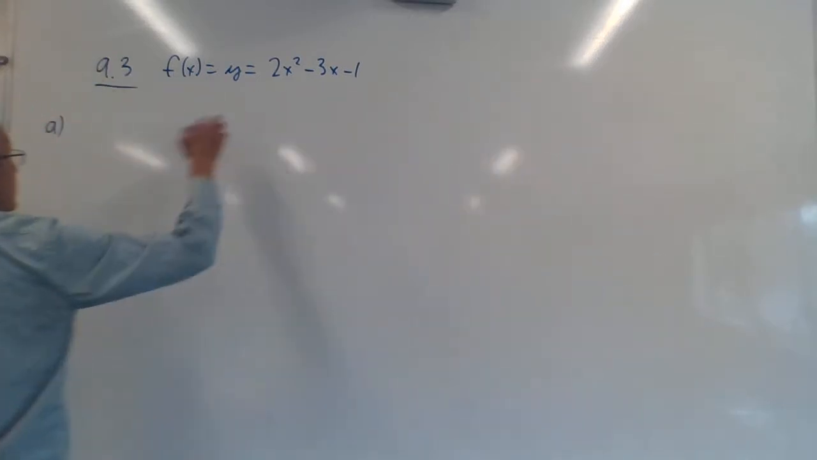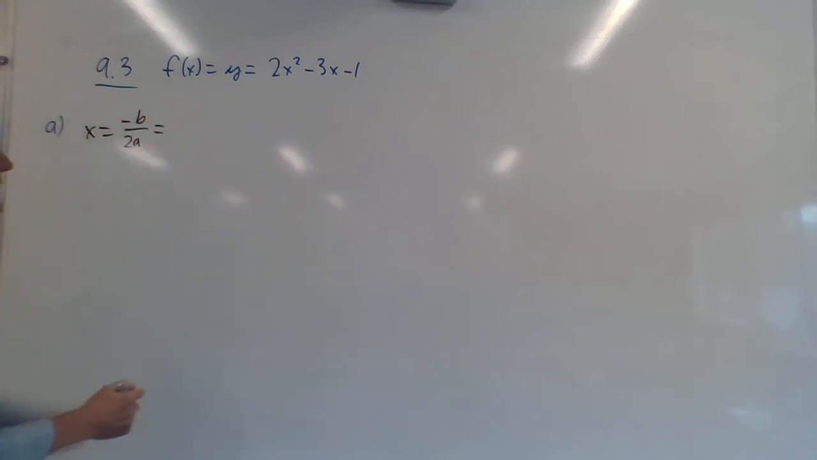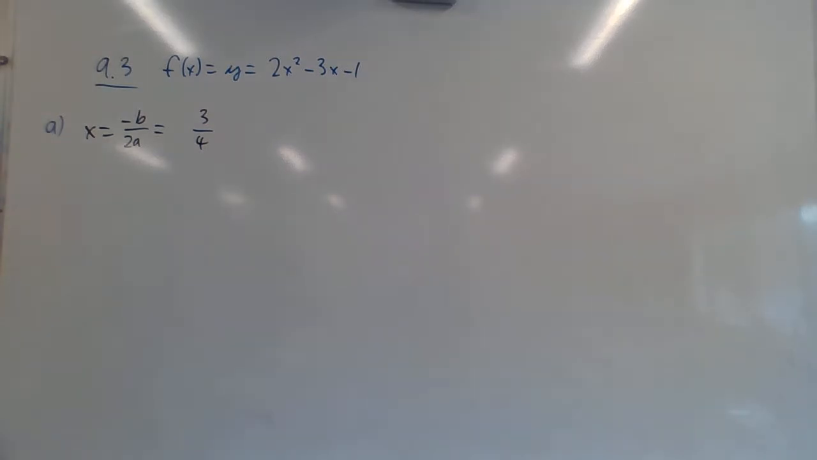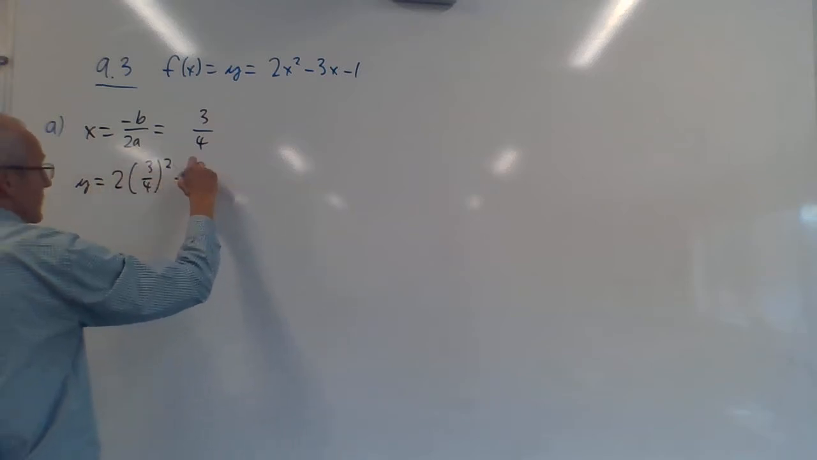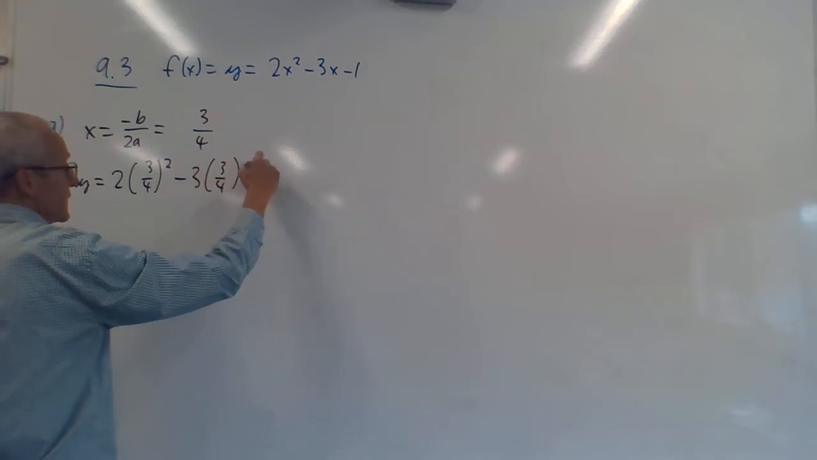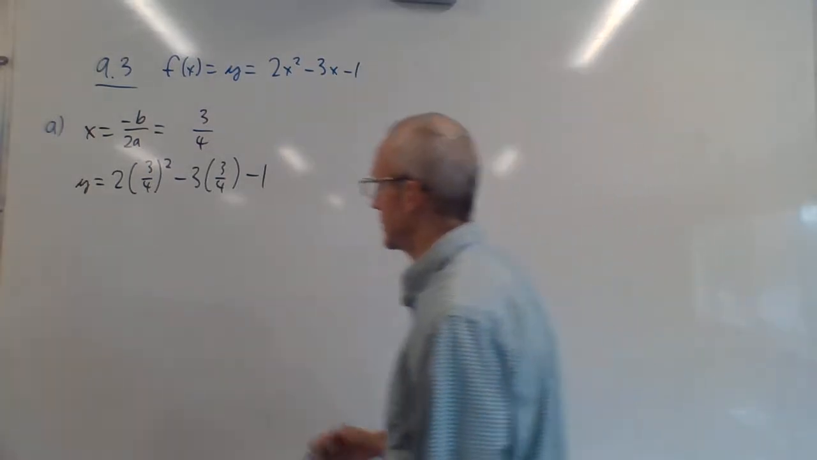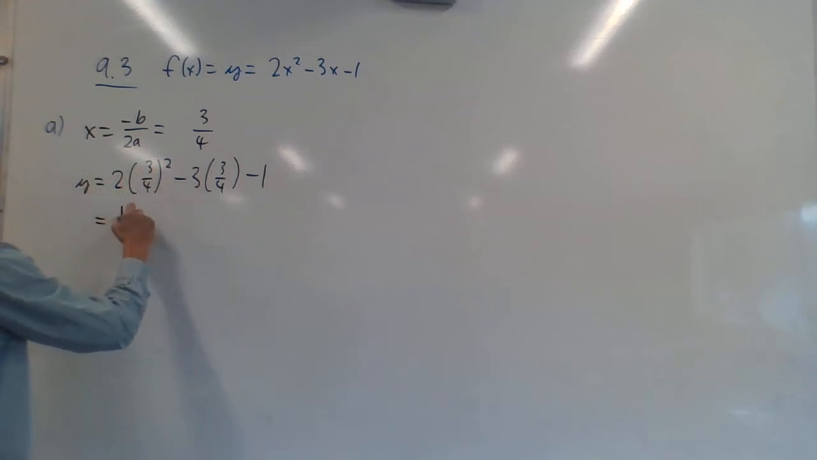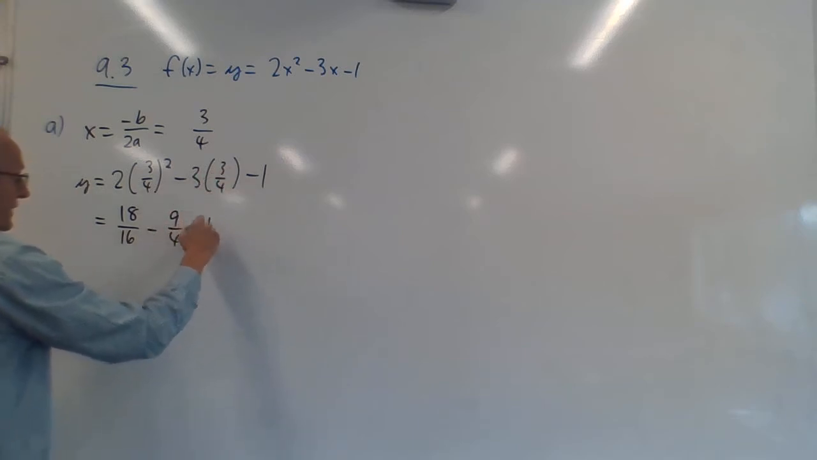So what we do is we find the vertex of that thing. x is negative b over 2a. Negative b is 3, 2a is 4, so it's 3/4. And if x is 3/4, then y is 2 times 3/4 squared, minus 3 times 3/4, minus 1. This is going to be somewhat unfortunate. It would be nice if the vertex had been 1 or something. So now we've got to do some fraction work here. Oh well. That's 9/16 times 2, which is 18/16, minus 9/4, minus 1.